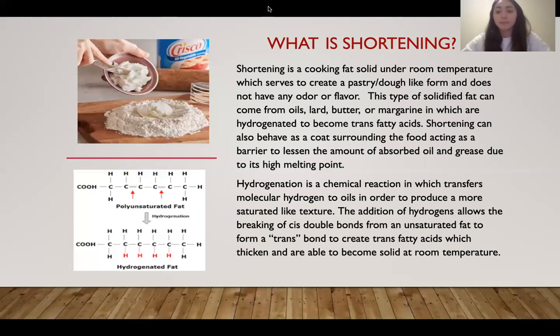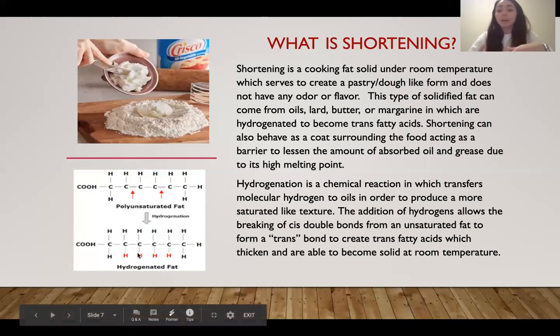And you may be wondering, what is hydrogenation? Hydrogenation is a chemical reaction that transfers molecular hydrogen to oils in order to produce a more saturated-like texture. The addition of hydrogens allows the breaking of cis double bonds from an unsaturated fat to form a trans bond. This creates trans fatty acids, which thicken and are able to become more solid at room temperature. So basically, these unsaturated oils are added with hydrogens to create trans fatty acids and become saturated and solid at room temperature.